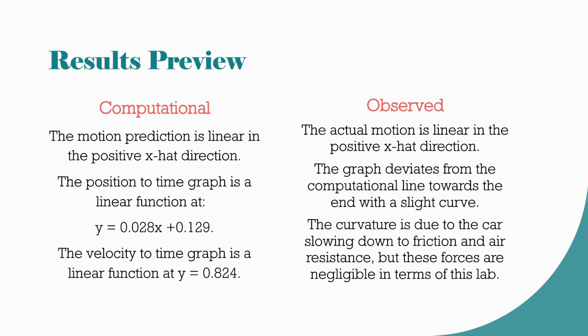So the results preview: the computational motion prediction was a linear line in the positive x hat direction, starting at 0.129 meters and moving up by 0.028. The actual motion is linear in the positive x hat direction. However, the graph deviates from the computational line towards the end due to the car slowing down from friction and air. However, these forces were deemed negligible for this lab.